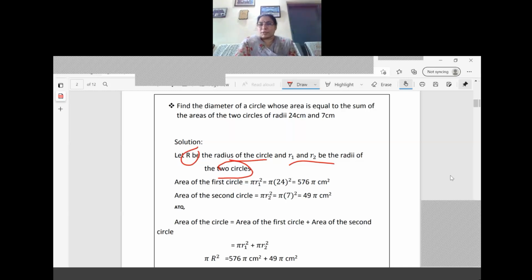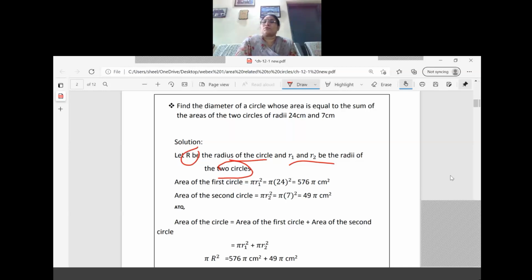If anybody wants to replace with the 7 also, they can interchange that one. That can be left to you only. Area of the second circle means pi r2 square, that is equal to pi into 7 square, that is equal to 49 pi. And here, what is the answer? 576 pi and 49 pi.